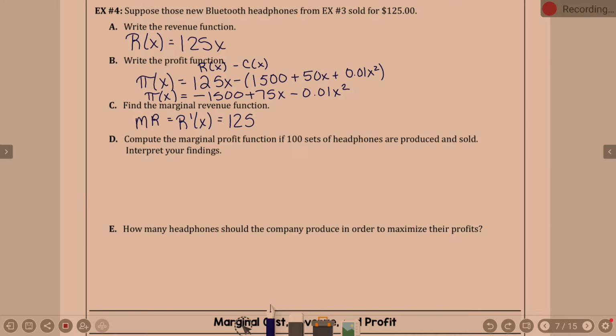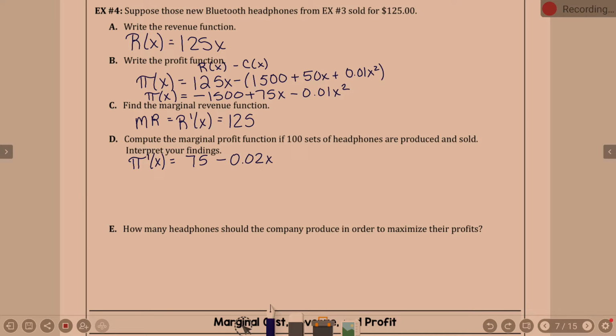D. Compute the marginal profit function if 100 sets of headphones are produced and sold. Interpret your findings. Okay, so marginal profit. How do I do marginal profit? That's going to be the derivative of profit, right? So if I take my profit, negative 1,500 is gone. Derivative of 75x is 75, minus 2 times 1/100th, so 2/100th x, right?